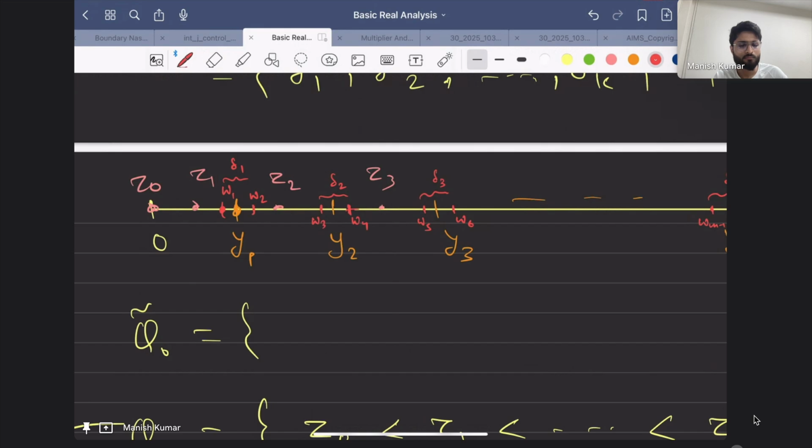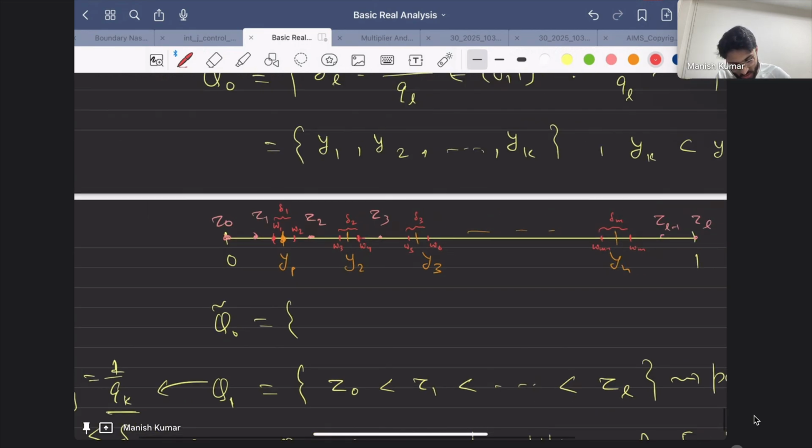Exactly. So I'm choosing each of the subintervals to be some precise value, and that would be constant. So maybe you can choose, suppose these are a total of m partitions, right? I'll choose this as delta by m. Suppose each of the partitions has size delta by m.